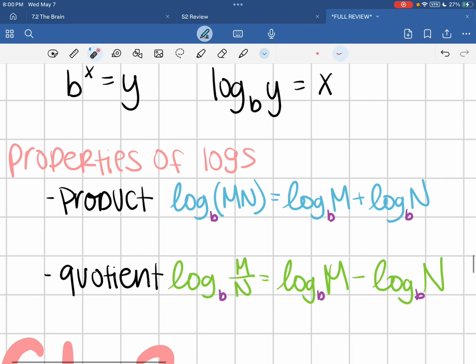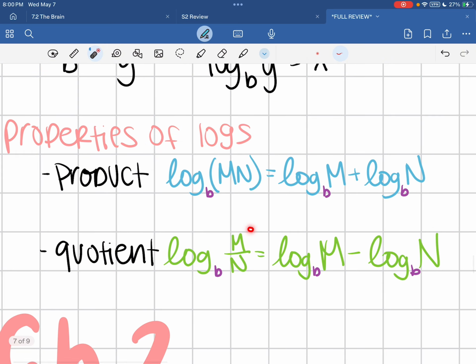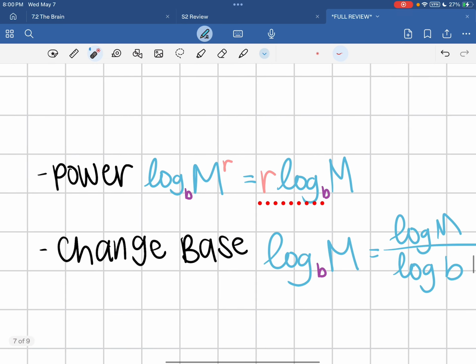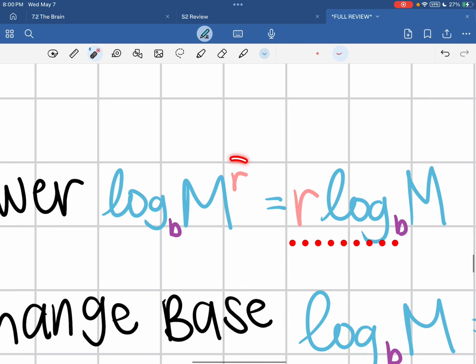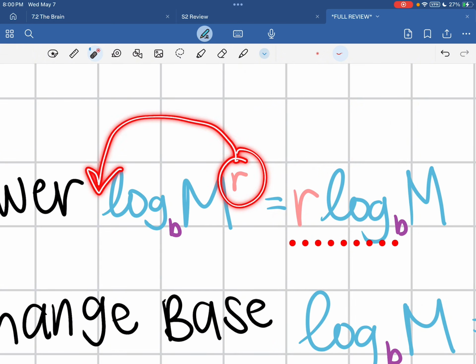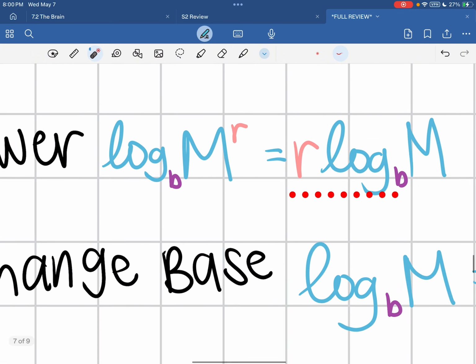Basically, if you have a log with two things multiplied, you can split it up into two things added. Kind of similar for quotient. If you have two things divided, you can split it up into two logs being subtracted. And then for the power property, you can drop an exponent down to the front. So that's what this R is.